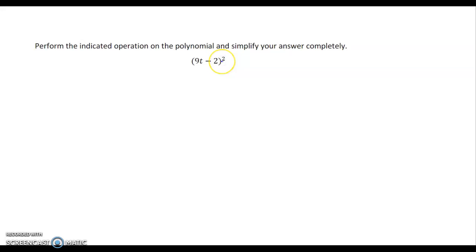So remember, when we talk about squared and exponents, those are saying I need to multiply whatever is inside these parentheses by itself 2 times. So in this case, I'm going to have 9t minus 2 times itself. Okay, so we'll have 2 9t minus 2's. So now I need to multiply these. I do highly recommend that you write it out.